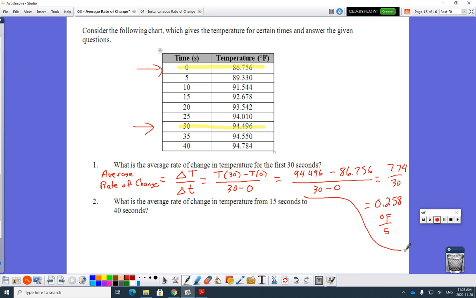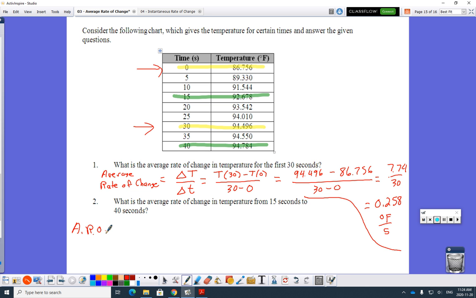Okay. Next, average rate of temperature from 15 to 40. Exact same question, just two different time periods now. So it says, I'm going to highlight these ones in green. 15 to 40. So I've just got a different two set of points. But I'm going to go through the whole thing again on the off chance you're having trouble with it. So here comes the short form.